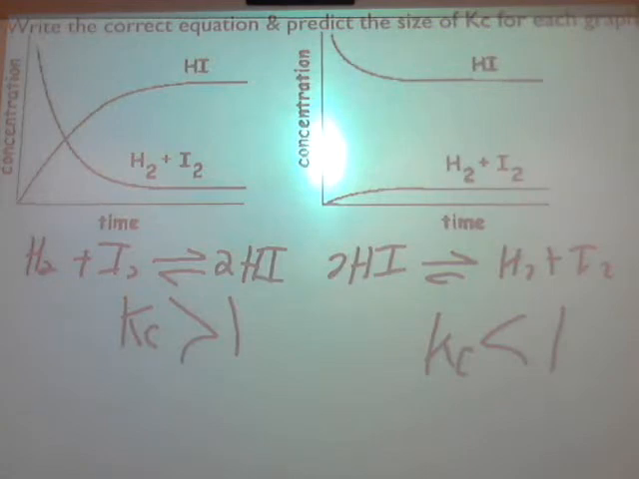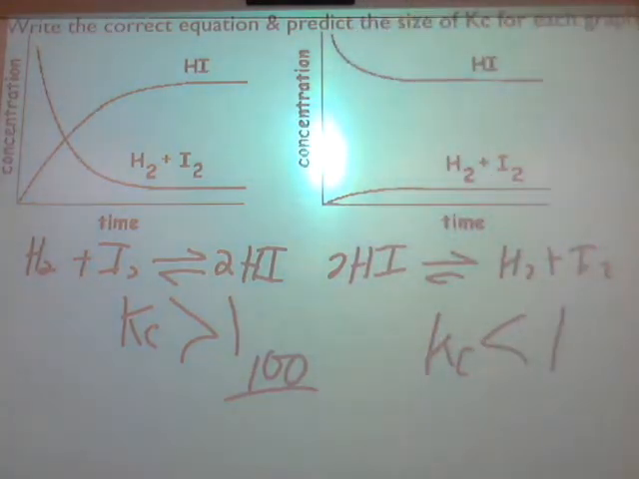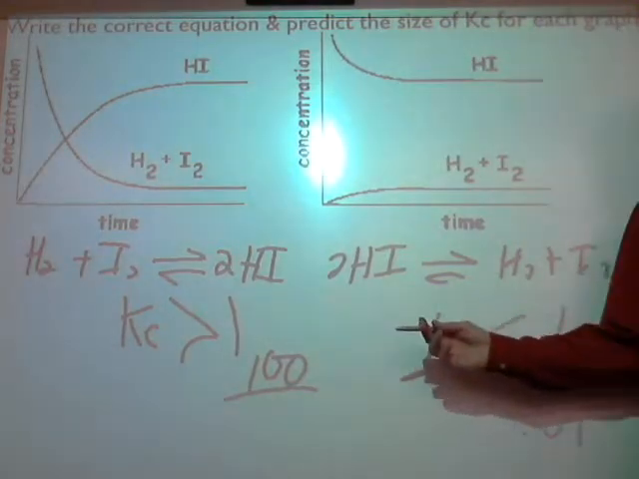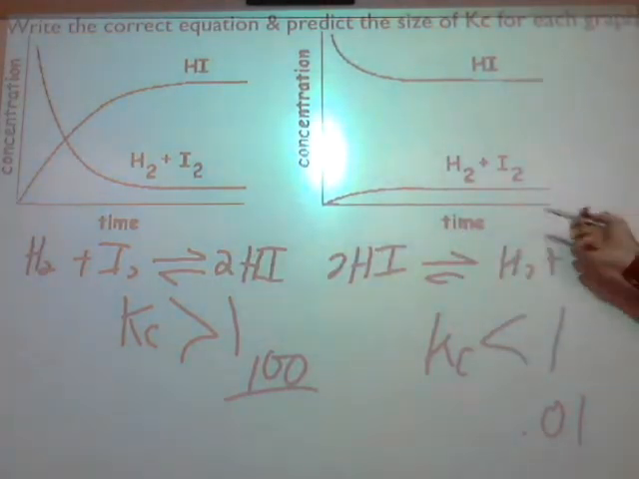Can anybody show off your mathematical intuitive sense? If I told you the Kc for this was 100, what do you think the Kc for that probably is? Very good, Caitlin. You see why? Isn't it just going to be the reciprocal? Because that is the forward direction, and this is the reverse direction flipped around. You see what I'm saying?